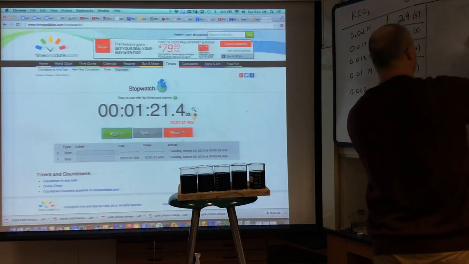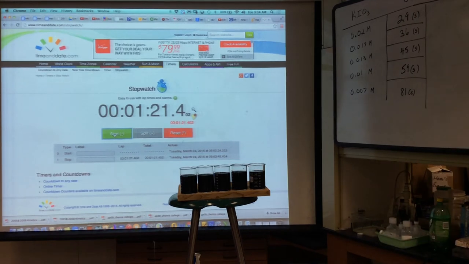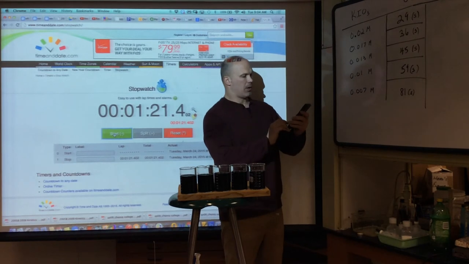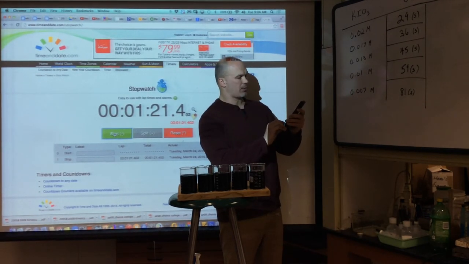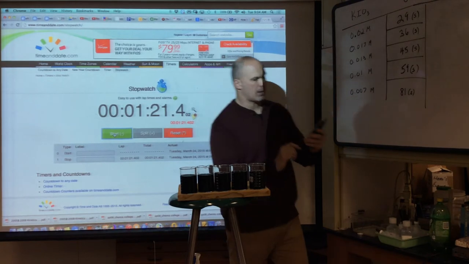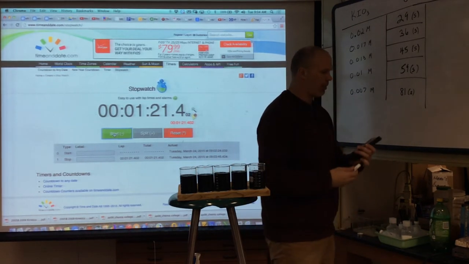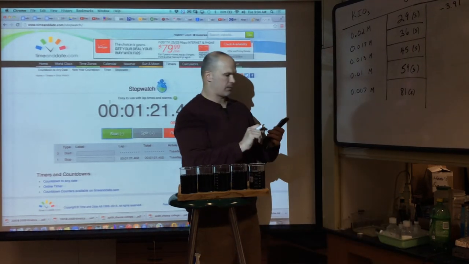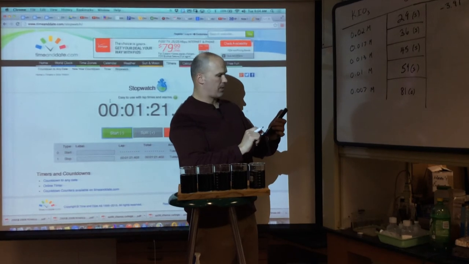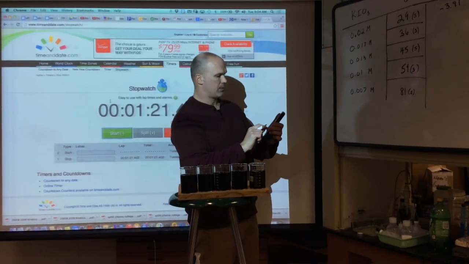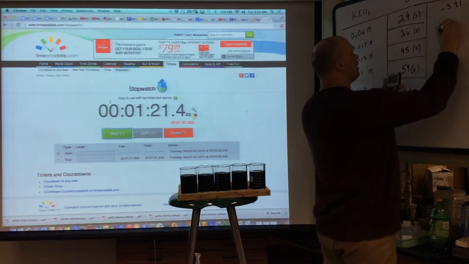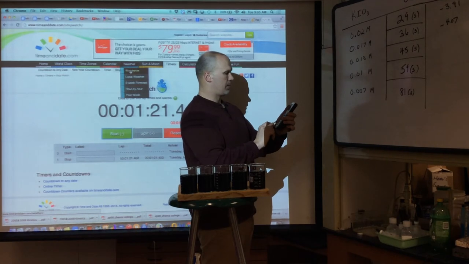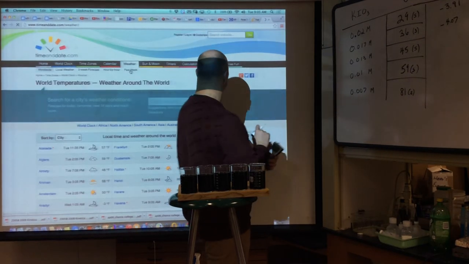Now, is it the natural log of the time, or the natural log of the concentration? The integrated formula. So I'm gonna do the natural log of the concentration, natural log of 0.02. That gives me negative 0.391. Natural log of 0.017 gives me negative 4.07. Then I get the natural log of 0.0.